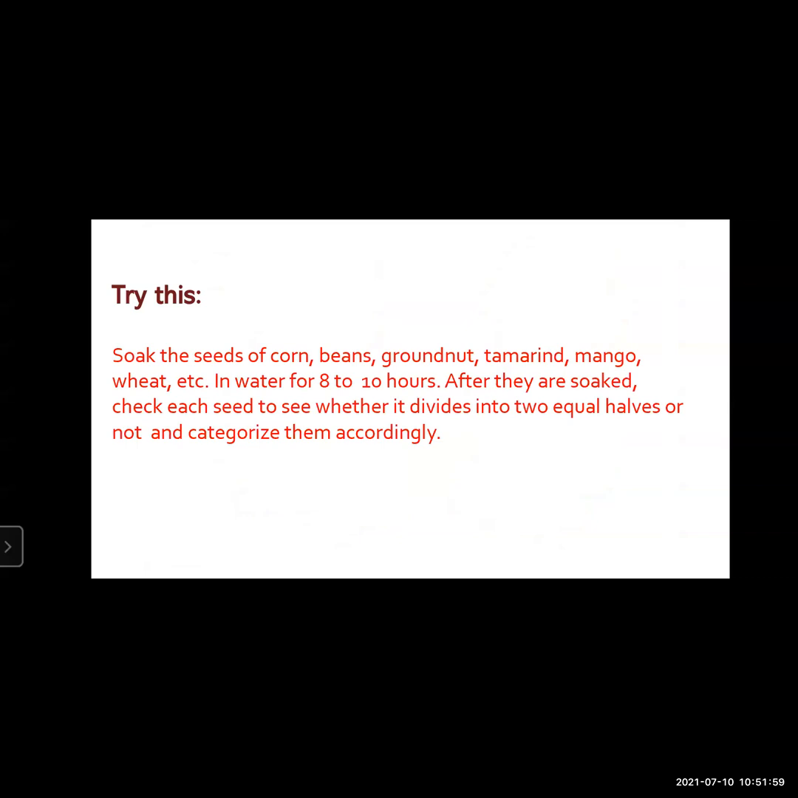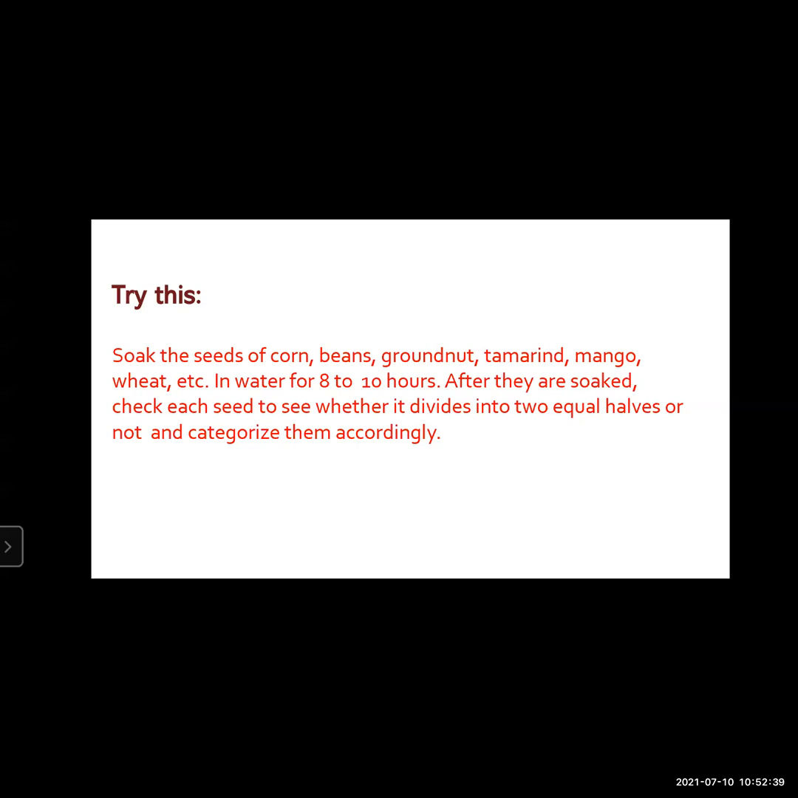Now, a simple experiment is mentioned in the textbook. You can also try this at home, and all these seeds are easily available to us. What you have to do is soak the seeds of corn, beans, groundnut, tamarind, mango, wheat, etc. Nowadays, there is a season of corn also. You can get some corn. You must be having beans or any kind of whole pulses at home. You may be having chana at home, right? And then groundnut, it is shengdana, what we say, and tamarind is imli, mango, wheat, right?